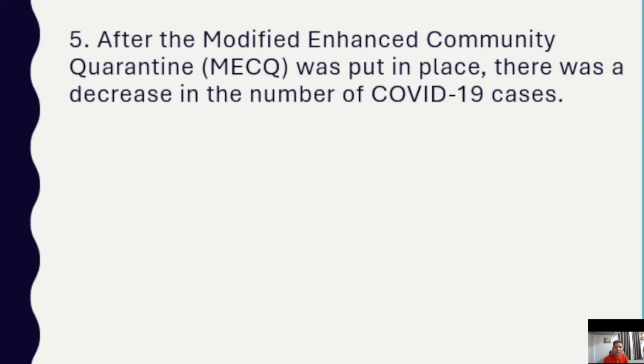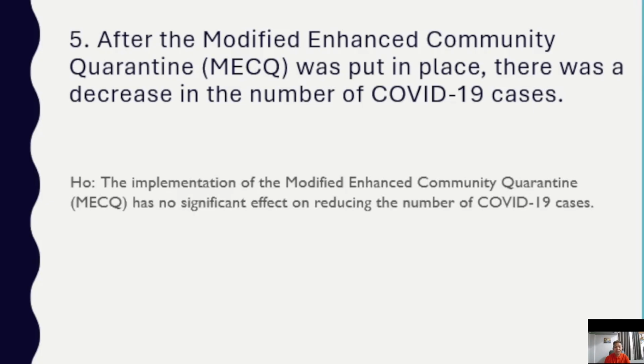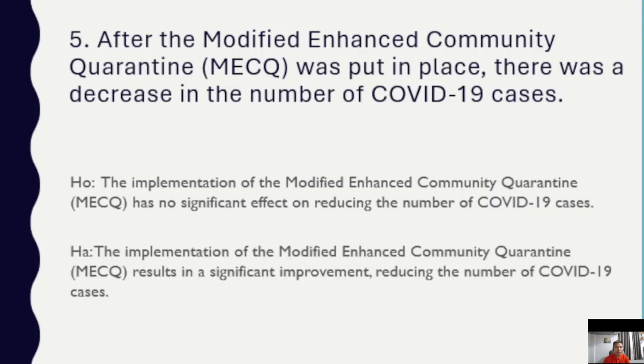So the null hypothesis would be the implementation of modified enhanced community quarantine has no significant effect on reducing the number of COVID-19 cases. Now, the opposite of this statement would be the implementation of modified enhanced community quarantine results in a significant improvement, reducing the number of COVID-19 cases. And that's how you formulate the null hypothesis and the alternative hypothesis for a study.